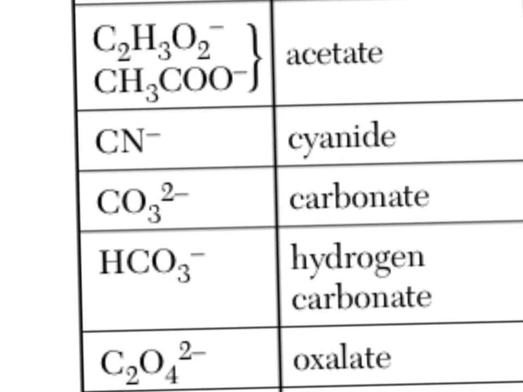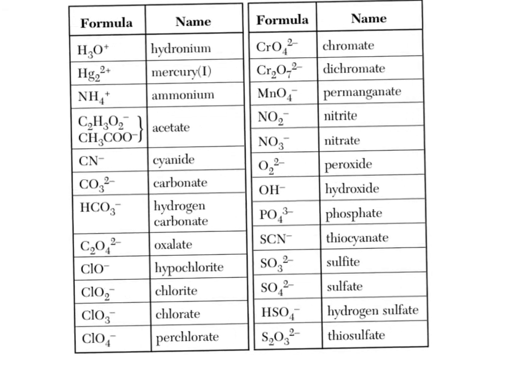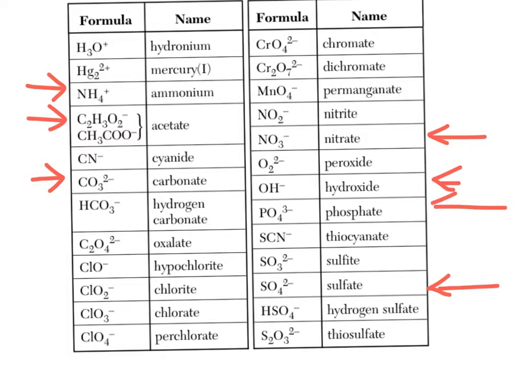So you should know these 7 polyatomic ions and commit them to memory because you're going to see them quite frequently. You're going to see carbonate, you're going to see acetate, you're going to see ammonium, you are going to see hydroxide, you're going to see sulfate, you're going to see nitrate, I'm missing one, where is it? Oh, here it is. And you're going to see phosphate.